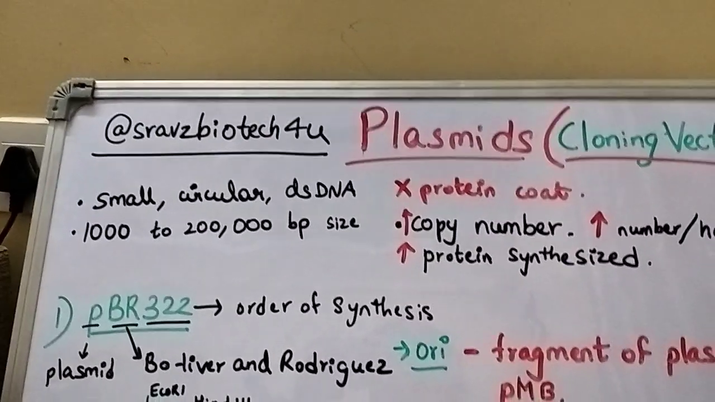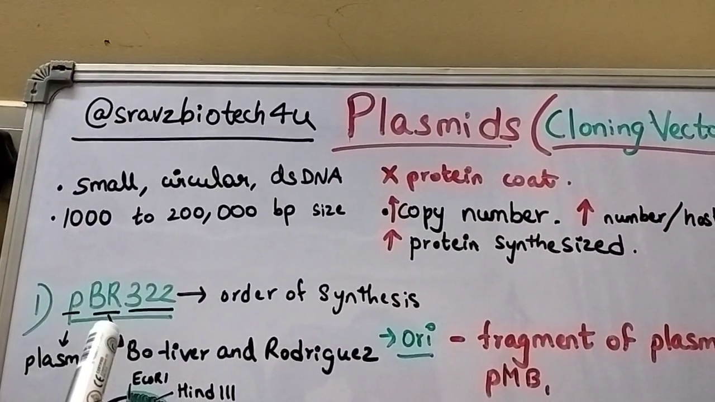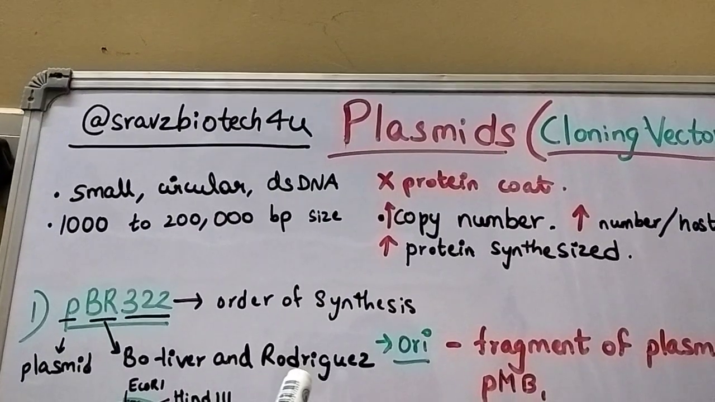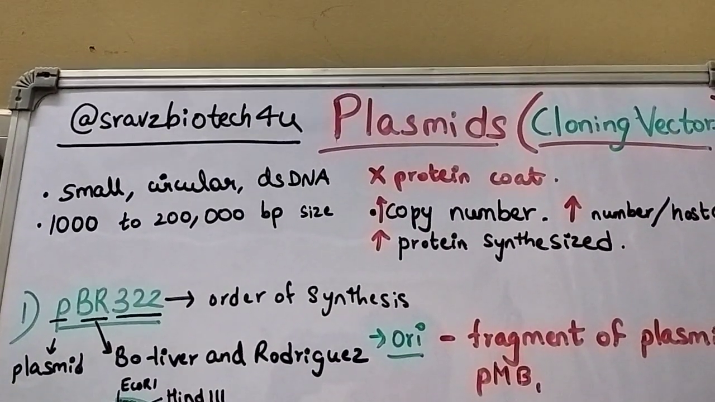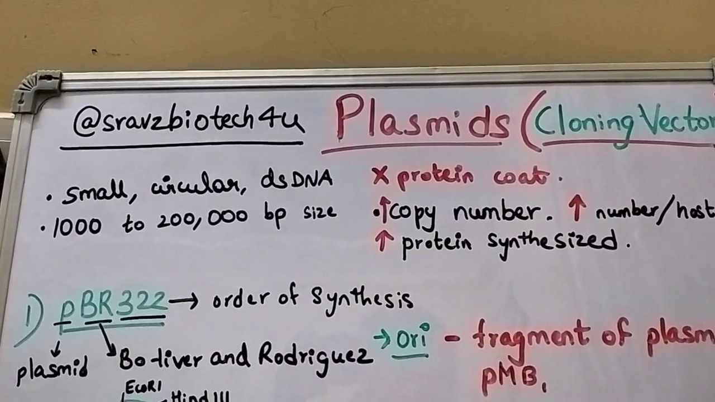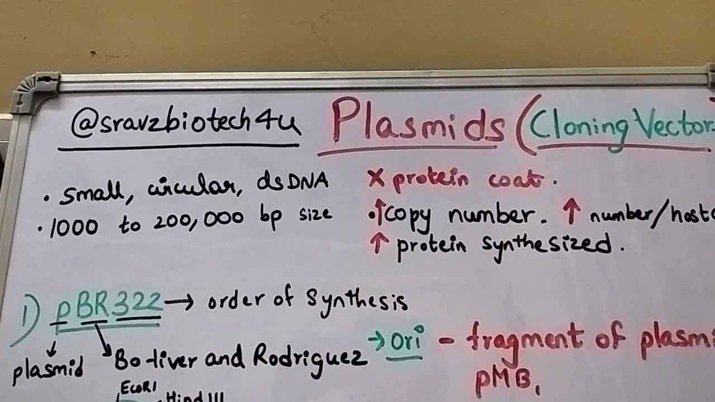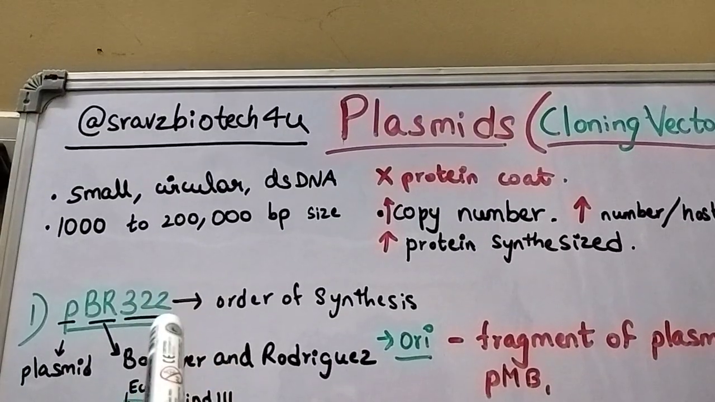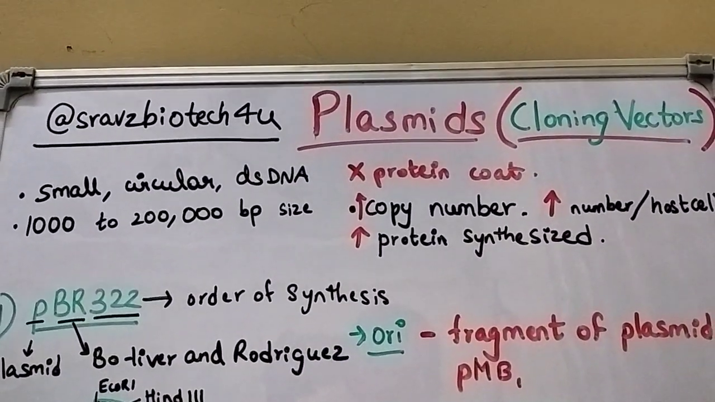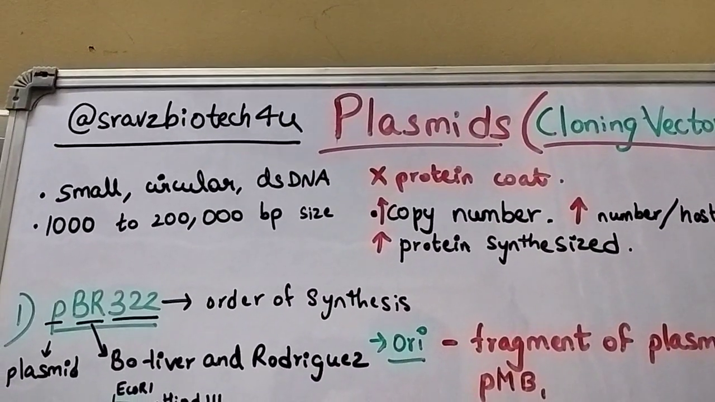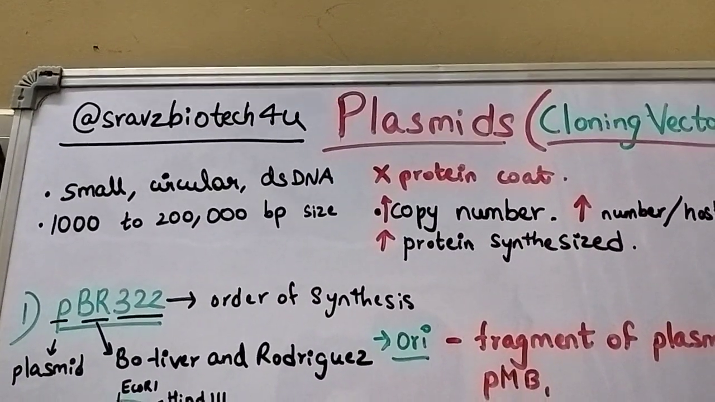P stands for plasmid, BR stands for Bolivar and Rodriguez, who were the two scientists or the researchers who developed it. And 322 is nothing but the order of the synthesis of this plasmid, and this distinguishes it from other plasmids that were developed in the same lab.